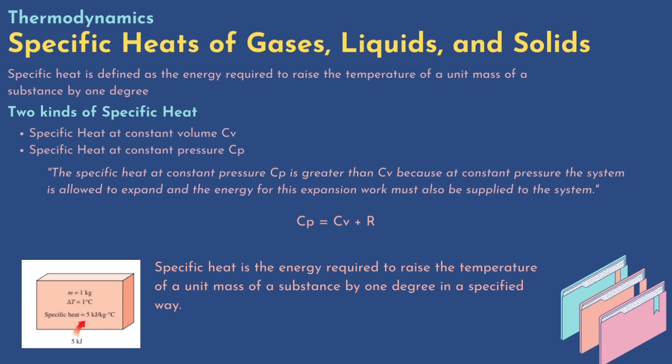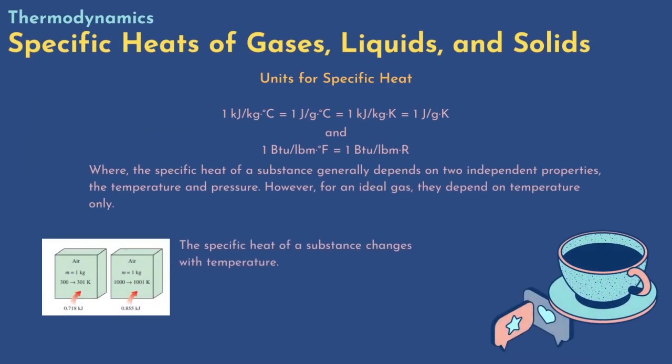For ideal gases, these two specific heats are related to each other by Cp equals Cv plus R. Because the system is permitted to expand at constant pressure, the energy required for this expansion work must also be given to the system. A common unit for specific heat is kilojoule per kilogram degree Celsius or kilojoule per kilogram Kelvin. Also, 1 kilojoule per kilogram degree Celsius equals 1 joule per gram degree Celsius, and 1 kilojoule per kilogram Kelvin equals 1 joule per gram Kelvin.